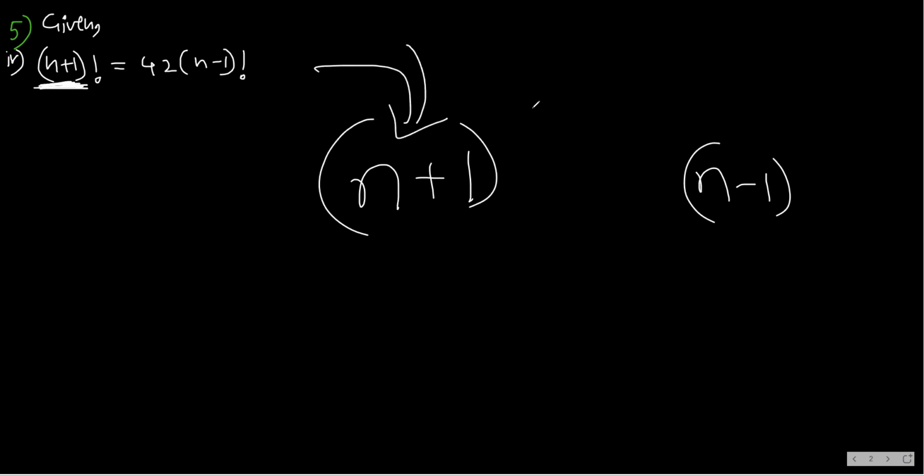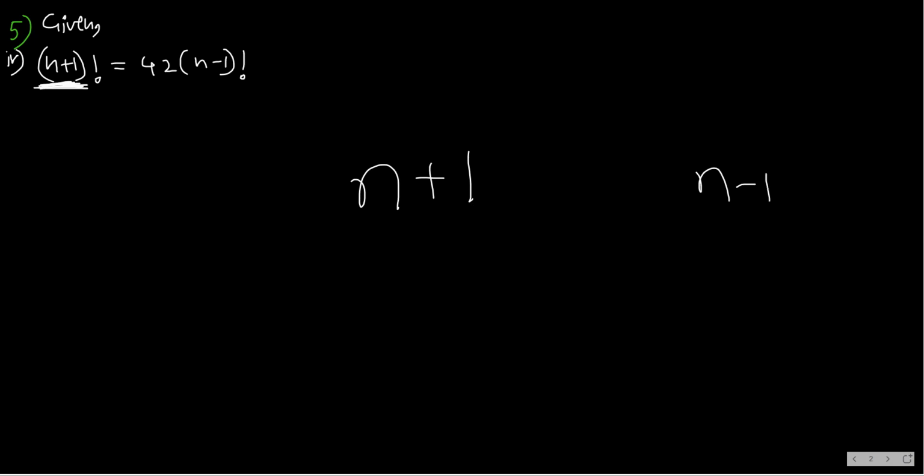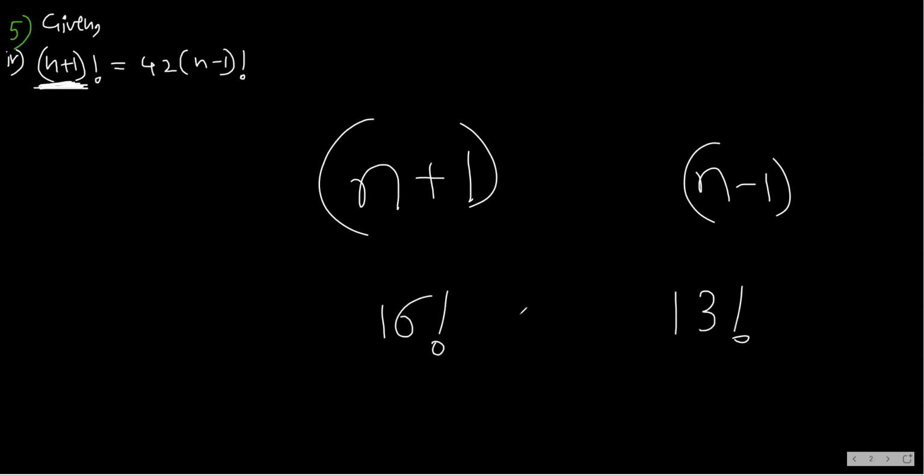This number is bigger than this number. So always remember, the bigger number factorial, you have to take it to the smaller number factorial. For example, if you have 16 factorial and here 13 factorial, so what you will do, you will write 16 factorial up to 13 factorial.